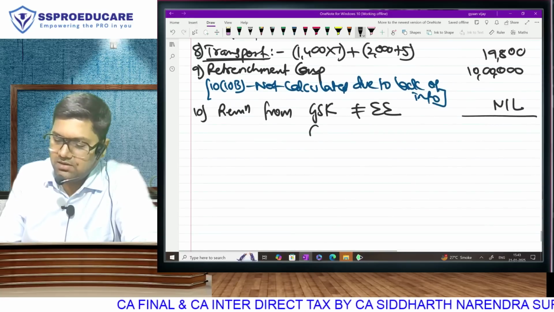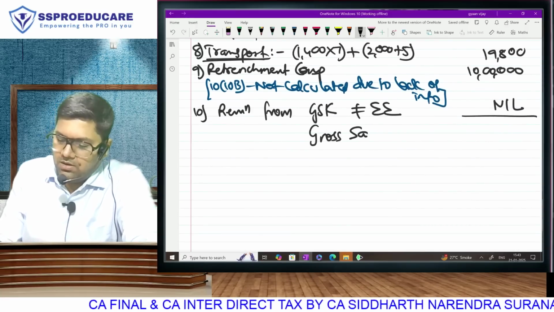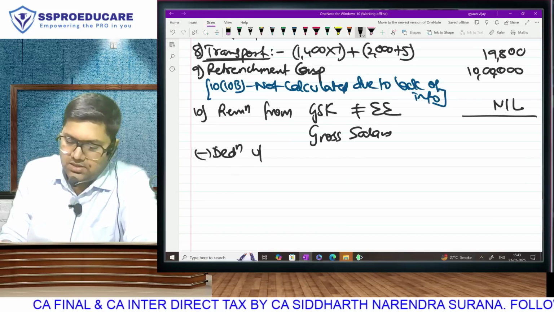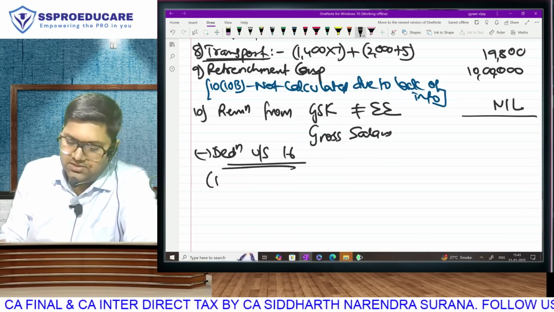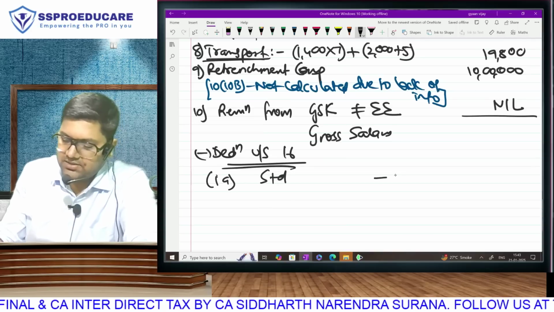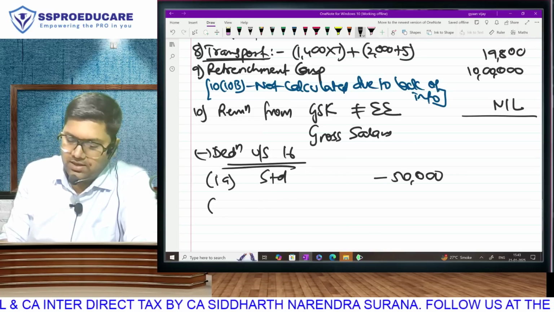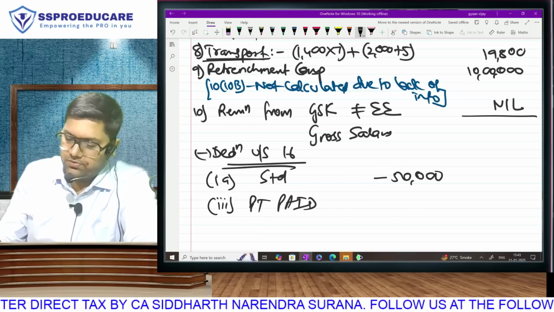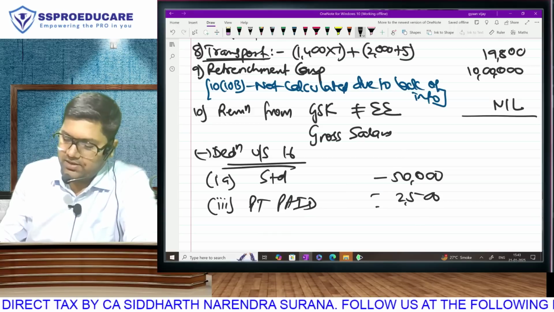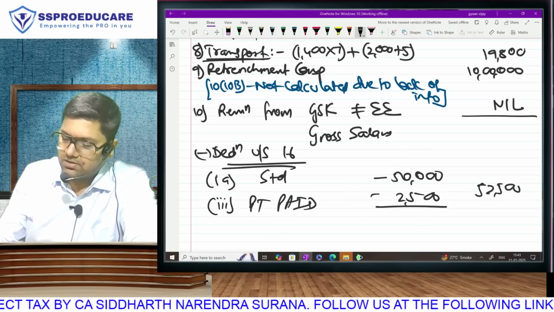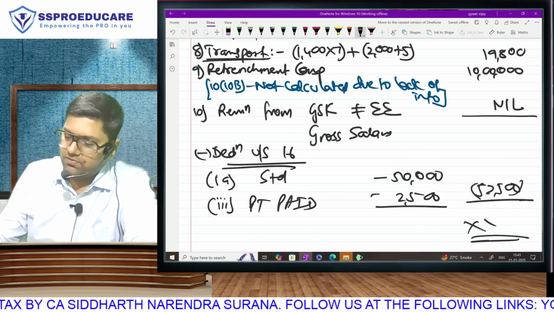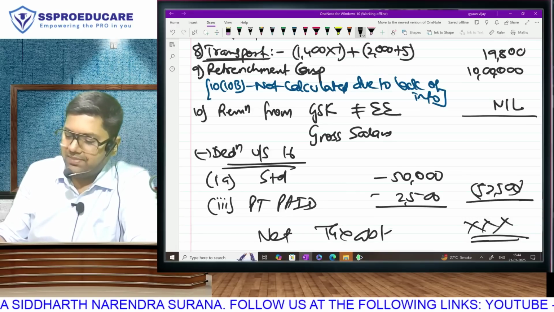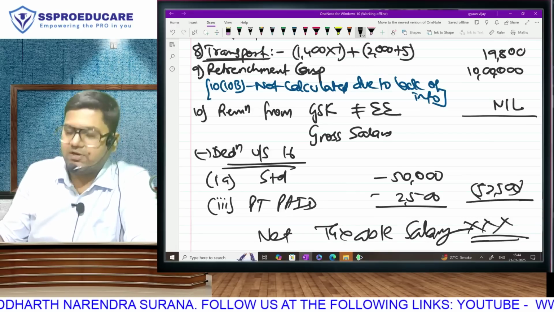Everything else done. That's your gross salary from which we will take deductions under section 16. In 16(1)(a), we'll get standard deduction 50,000, and in 16(3), because he has paid 2,500, total deductions amount to 52,500. Of course, that will give you your net taxable salary. See what the total is, and then from that total you just have to subtract 52,500.